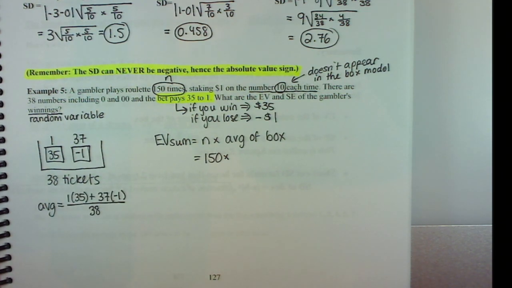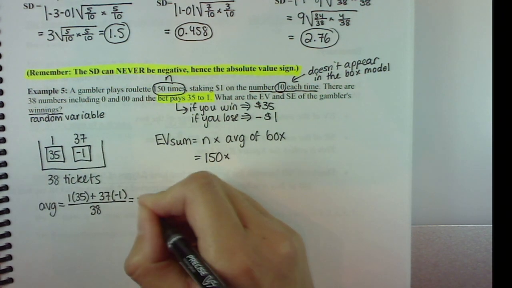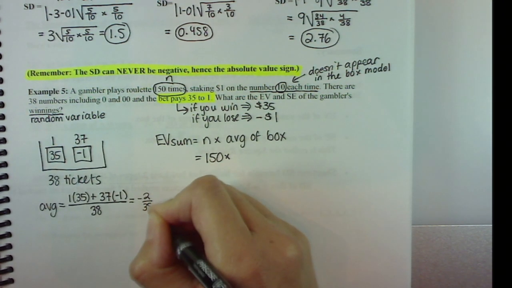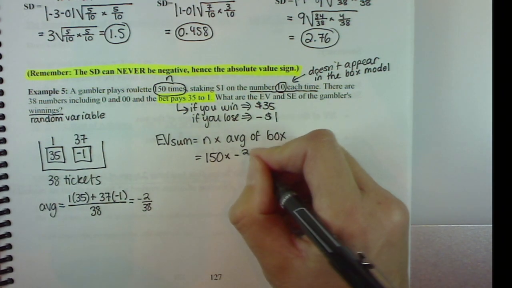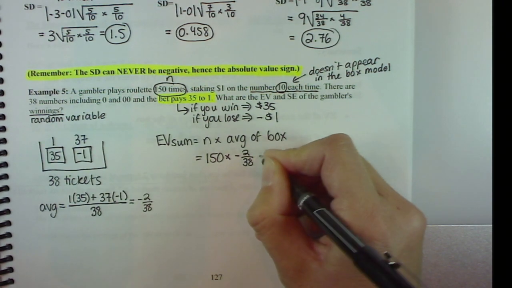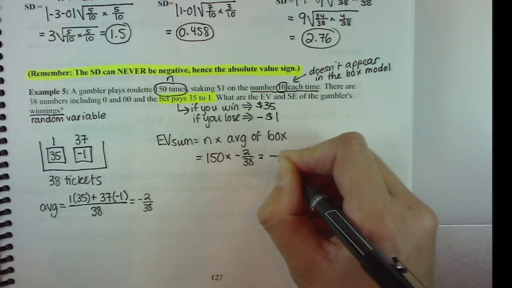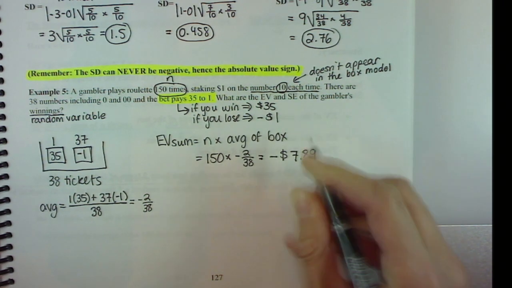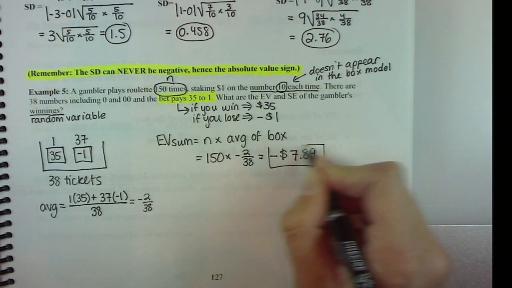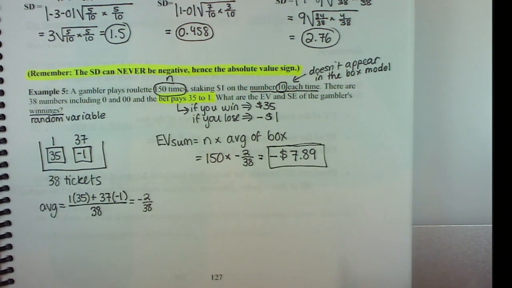And I get for roulette, a classic game of roulette, -2/38. I think we saw that. When did we have class? On Tuesday. We saw it on Tuesday. So 150 times -2/38 gives me negative, I'll put this in terms of dollars, $7.89. So that means if I play roulette 150 times, I'm expected to lose $7.89.